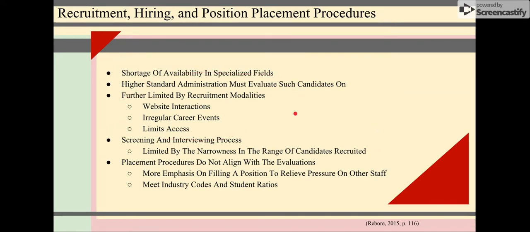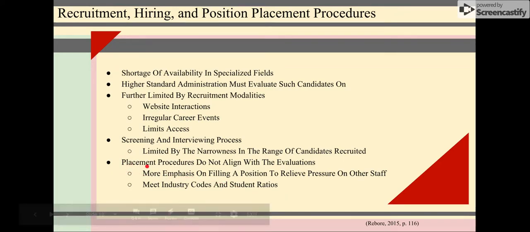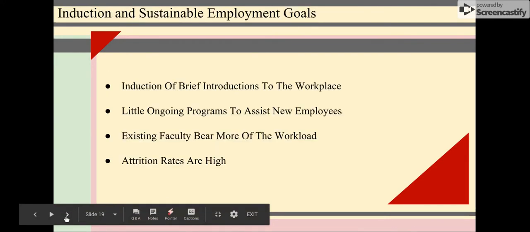So the screening and interview process is limited by the narrowness and the range of candidates that we talked about here, due to the recruitment being narrow, and the placement procedures don't align with evaluations because there's so much more emphasis on filling a position to relieve the pressure on the other staff. And we try to meet these industry codes and student ratios also to make sure that we're in compliance, but that doesn't allow us for moving teachers where we would like to place them.